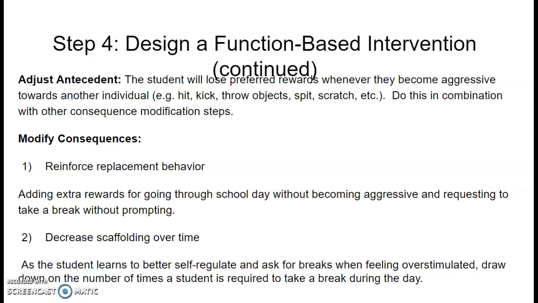Adjusting the antecedent, the student can lose preferred rewards whenever they do become aggressive towards another student, and we can modify consequences. This can include adding extra rewards for going through the school day without becoming aggressive, and requesting to take a break. And we can also decrease the scaffolding of required breaks as the student better learns to self-regulate and ask for breaks when they become overstimulated, and then hopefully the number of incidents of aggression go down.